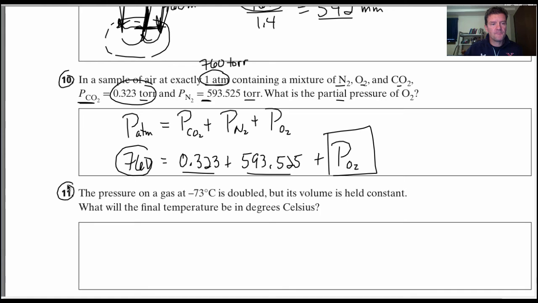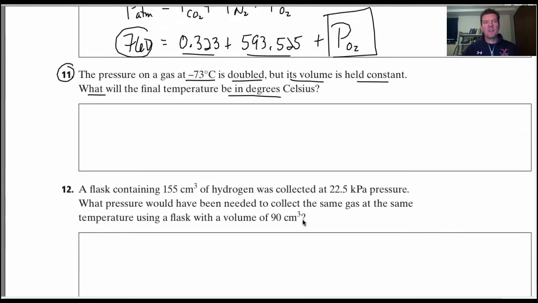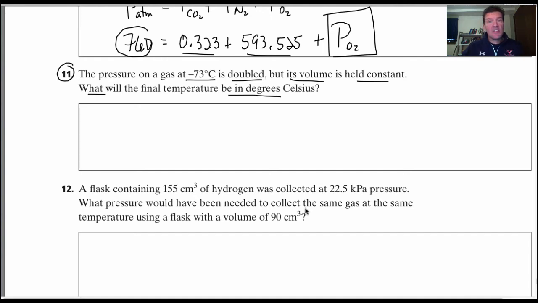Okay? Number 11. The pressure on a gas at negative 73 degrees Celsius is doubled. But its volume is held constant. What will the final temperature be in degrees Celsius? Okay, now in this problem, you'll notice that all we're going to do is use the variables that are given and solve for something that is unknown. Every single gas law problem, that's basically what you're going to be doing.